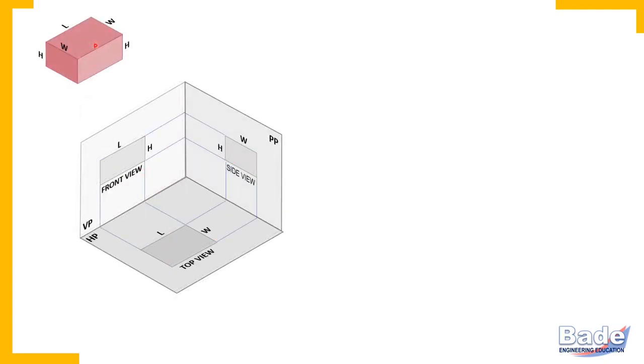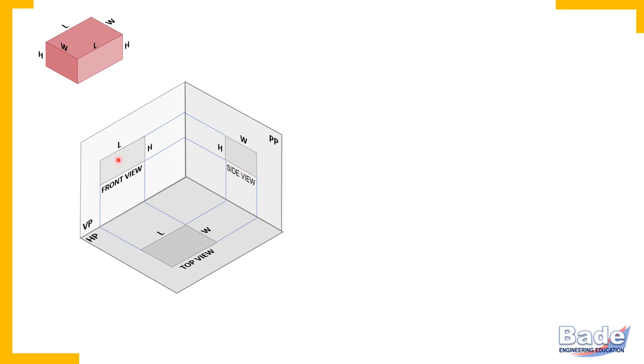So here it is, the three-dimensional block and its views: front view, top view and side view. In the three-dimensional view, you can see all three dimensions: length, width and height of the object. But in orthographic projections, in each view you get only two dimensions. In the front view, length and height. In the top view, length and width. And in the side view, height and width.